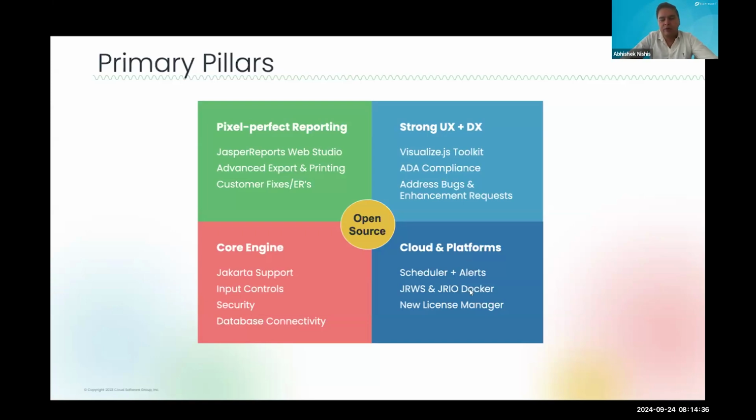Docker, these are the two new Docker images that we're planning to build, JRWS and JRIO. There is also a new license manager. Our current licensing tool is basically going end of life, so we are replacing it with a new tool. This will not have an impact on any of the customers. This is more for us, right? But it is for your information that in future, we might give you a different license file to activate Jaspersoft, but it will not have any impact on you.